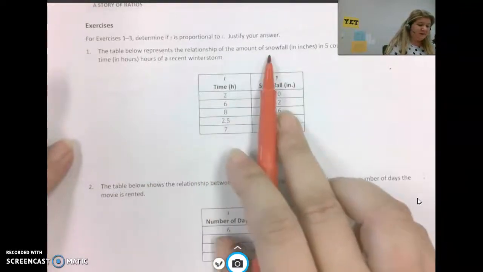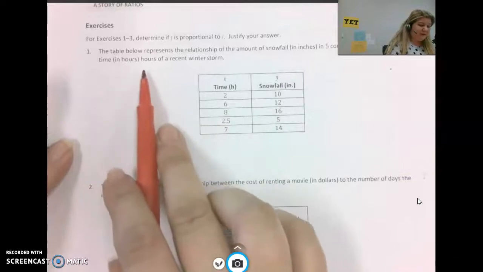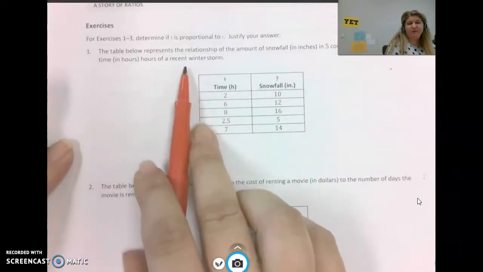Okay, the table below represents the relationship of the amount of snowfall in inches in 5 counties to the amount of time in hours of recent winter storms.